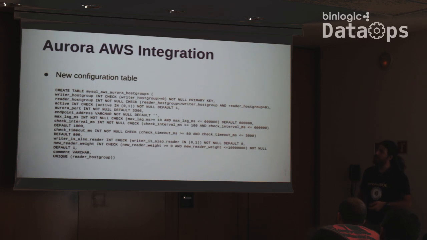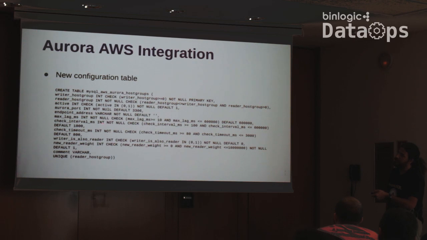This is the table basically. As you can see here, the table structure looks quite similar to the one of Galera. Sorry, to the one of group replication. So you have the writer host group, reader host group. You don't have the offline one anymore because it's not needed anymore.